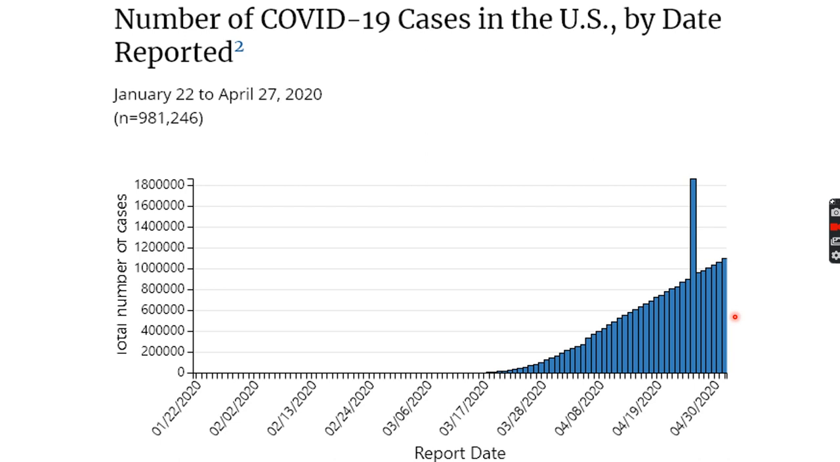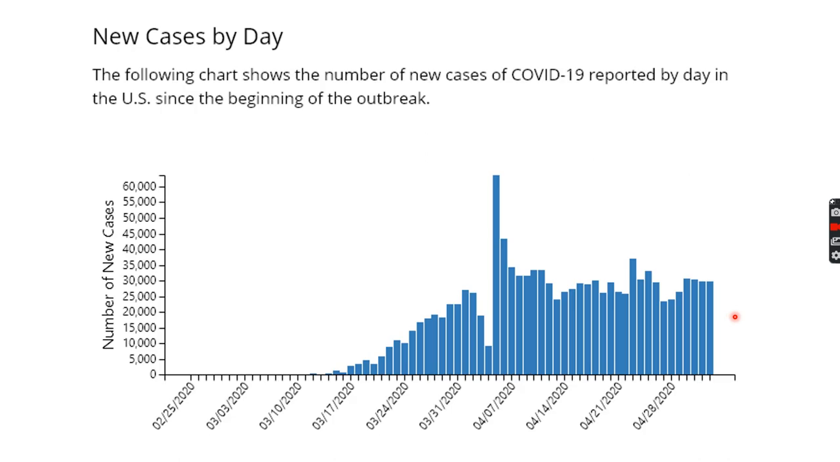Here's the chart that the CDC used to update. It's actually not being updated anymore as of April 27th, which is probably good because, as you see, this big giant bar makes absolutely no sense. This is supposed to be cumulative cases, and mathematically it doesn't make any sense for there to be a sharp uptick and a sharp downtick in a cumulative time series.